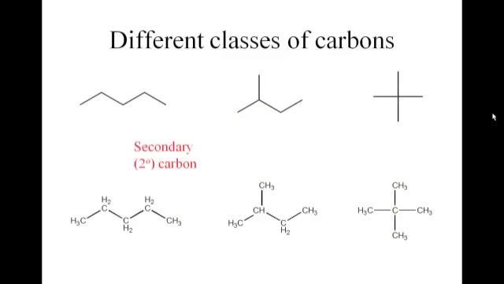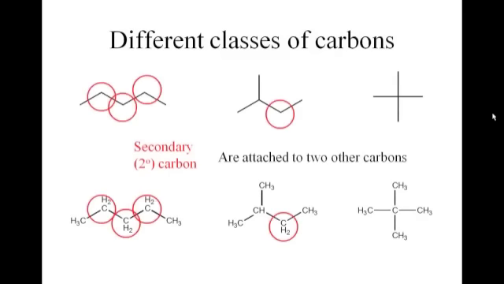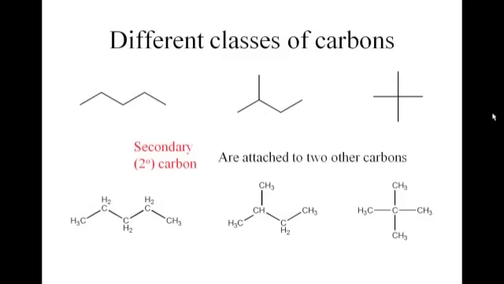On the other hand, secondary carbons are carbon atoms that are attached to two other carbons. So I've identified here all of our secondary carbon atoms in the molecules that we're showing. And I should point out to you that the structures above and below are the same structures. We're just showing a couple of different representations. On the top we have skeletal, and on the bottom we have sort of a dash structure, sort of a combination of dash and condensed.